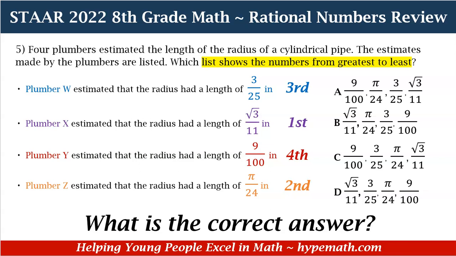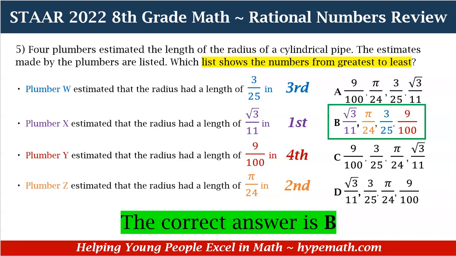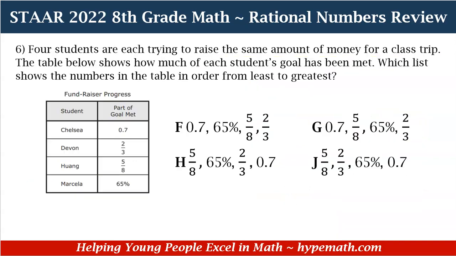Now, we notice that the square root of 3 over 11 is first, right? So that eliminates A and C because no, they do not start with the square root of 3 over 11. And then next is pi over 24. So that eliminates D because D has 3 over 25. So our correct answer is B. B is the correct list that shows the numbers from greatest to least. Good job. Now let's move to question number 6.